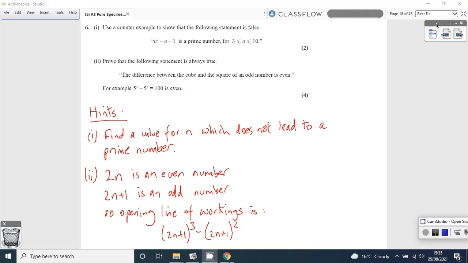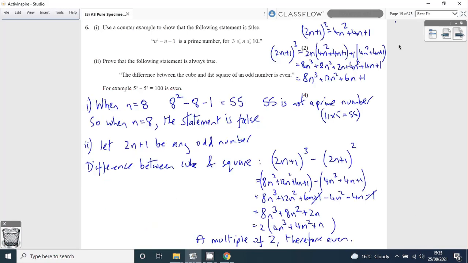So the solution to question 6, for part A, if you use n being 8, you get 8 squared, take away 8, take away 1, which is 55. And obviously 55 is not a prime number because 11 fives are 55. So when n is 8, the statement is false.